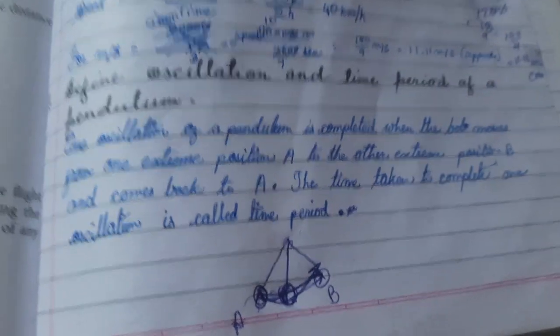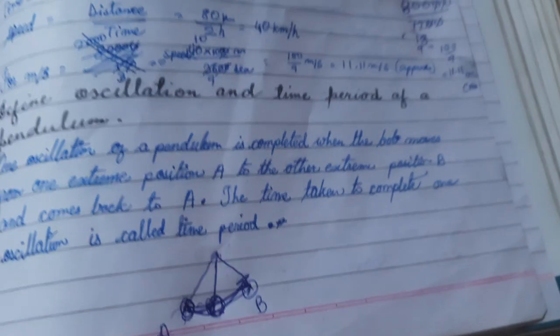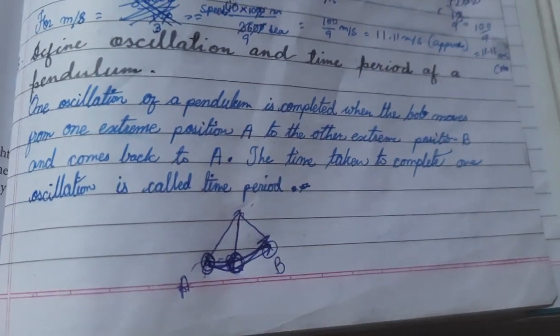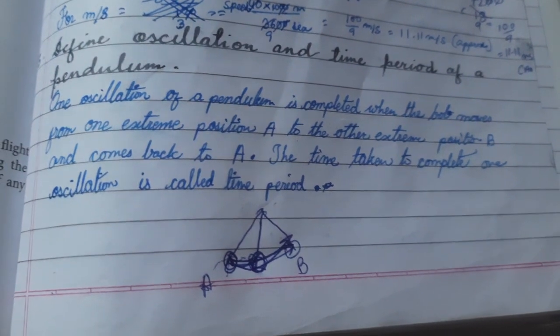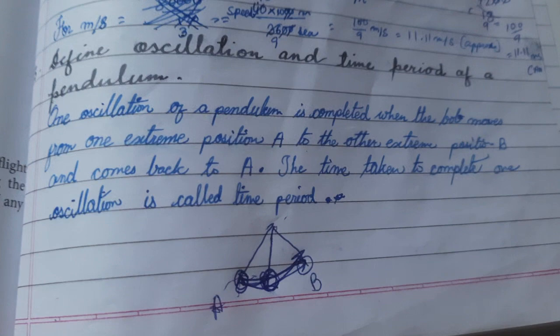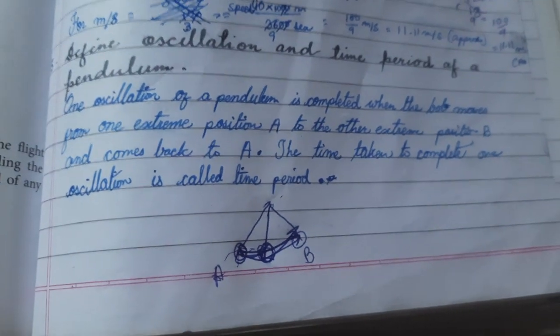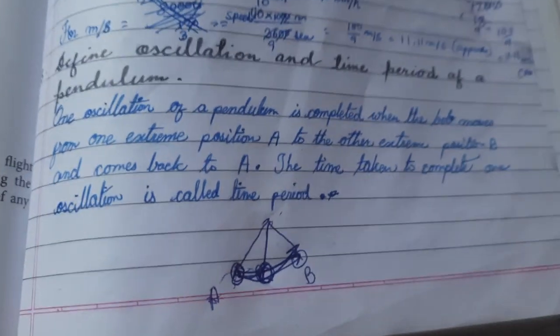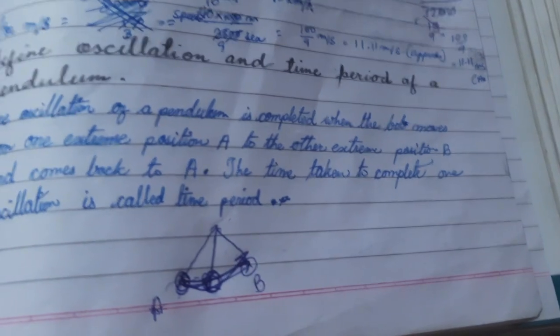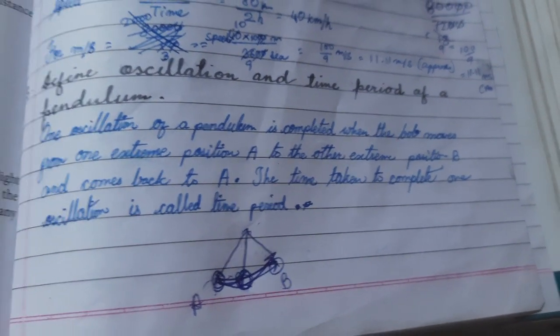One oscillation of a pendulum is completed when the bob moves from one extreme position A to the other extreme position B and comes back to A. As I said earlier, from one extreme position to the other extreme position and then back to the first extreme position is known as one oscillation. Time taken to complete one oscillation is known as the time period.